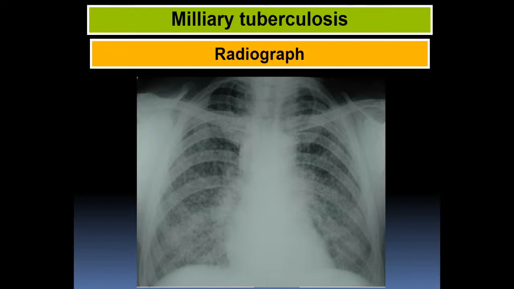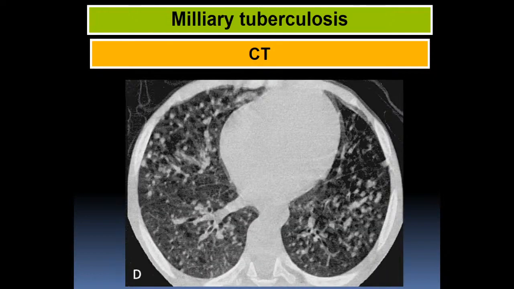On this X-ray, we can see miliary dissemination also. Better to see changes on CT scan. Here we can see small focal shadows in all fields, all zones, also small and the same in density.